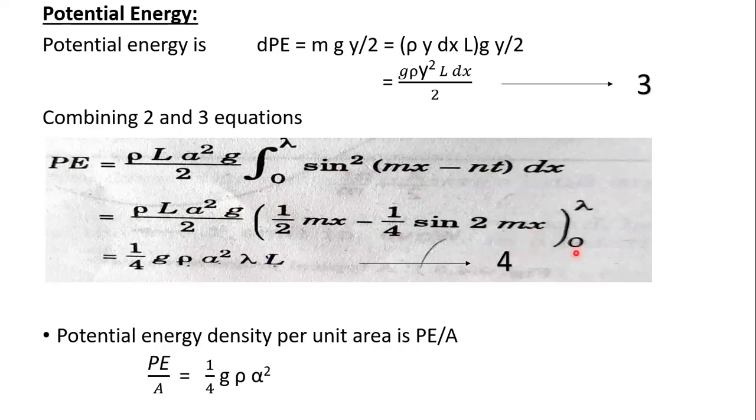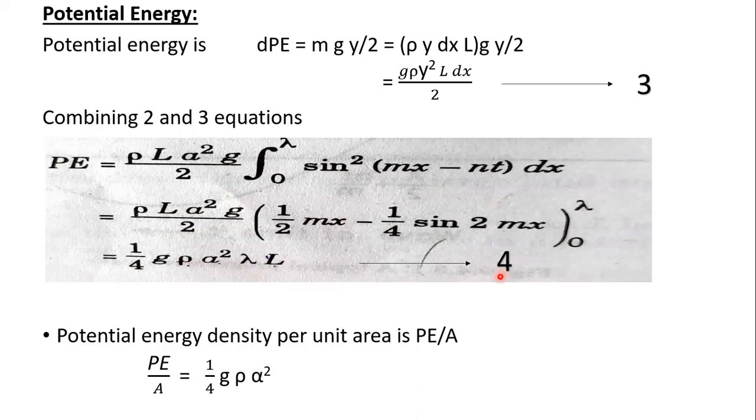Now we are applying the limit 0 to lambda here. The 1 by 2 will be common, so we can take 1 by 2 common. So 1 by 2, 1 by 2, 1 by 4. So half rho A square L, and from this we will get 0, and from this we will get lambda. This is the fourth equation.